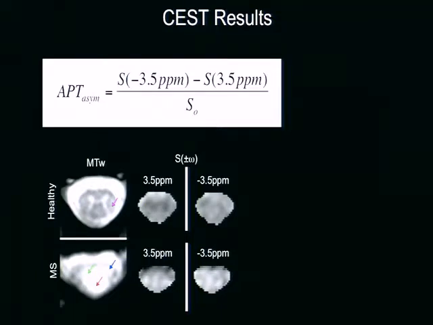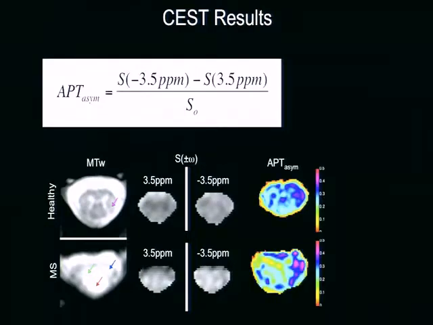So, some brief results here in a couple of example MS patients, and I want to belabor one point here in a minute. But you see here in the anatomical image that there's quite a big lesion. It appears to be a bit overexposed here on the big slide projector, but you see that there's quite a large lesion there.